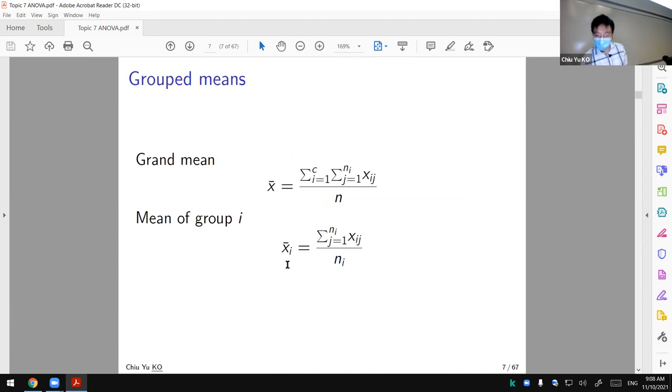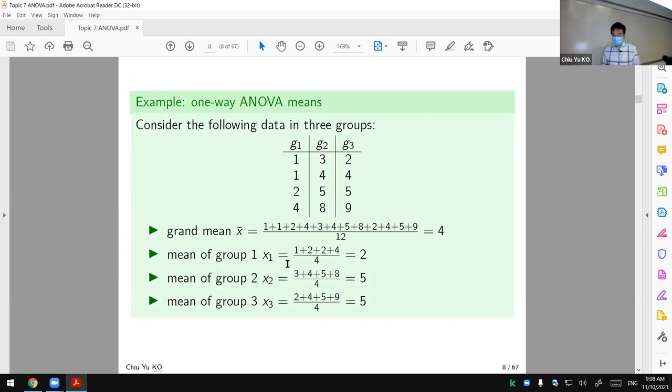Now, let me show you a trivial example. Say we have data like this. The overall mean is just adding every single observation over how many of them. The mean of group one is just adding all four divided by four, and likewise for group two and group three. Oh, I forgot to have a bar here, so there should be a bar. Sorry. Is that okay?